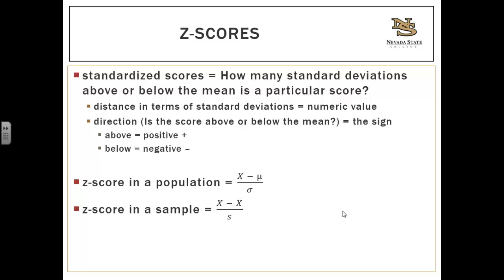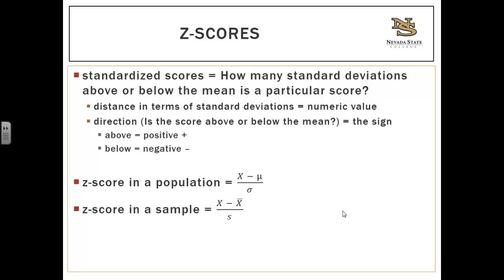So the z-score has two parts. The first part is the numeric value of what you calculate. That tells you the distance of the score from the mean in terms of standard deviations. So if you have a z-score that's 1, your score is 1 standard deviation away from the mean.